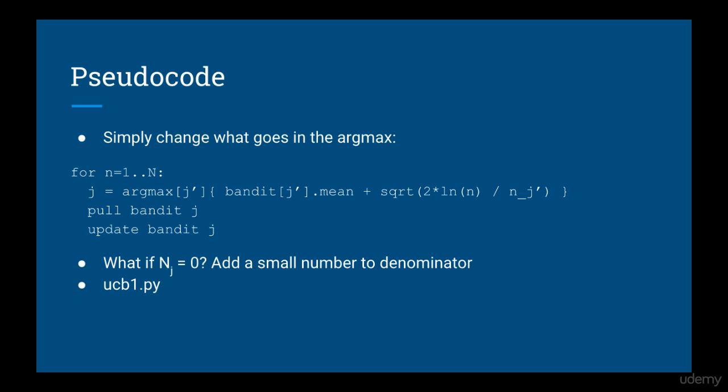Let's look at some pseudocode so we can understand how this works better. It's essentially just as simple as the optimistic initial values method. We're just replacing the formula that goes into the argmax, which is now the upper confidence bound. Note that there is a small problem where this formula doesn't work if n_j is 0. To fix that, you can simply add a small number to the denominator. If you don't want to try to code this yourself, the relevant file in the course repo is UCB1.py.